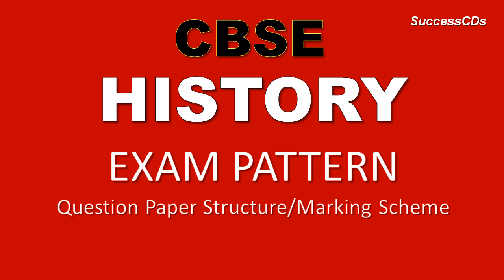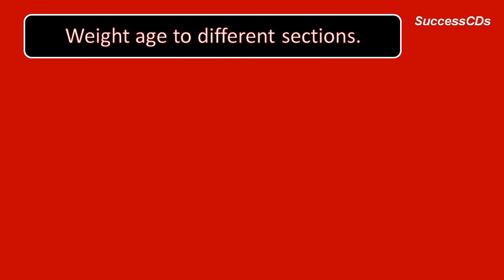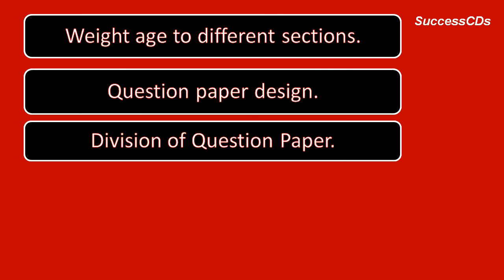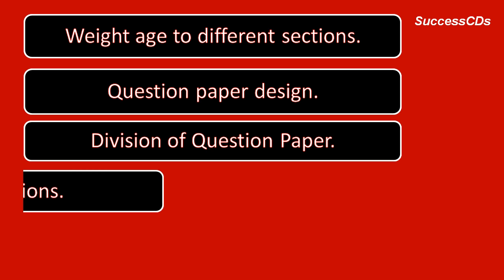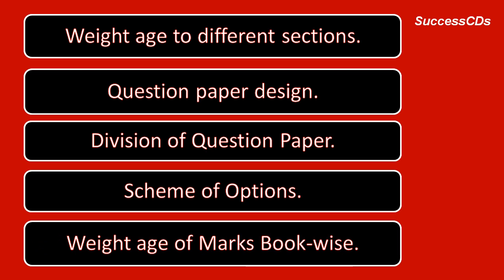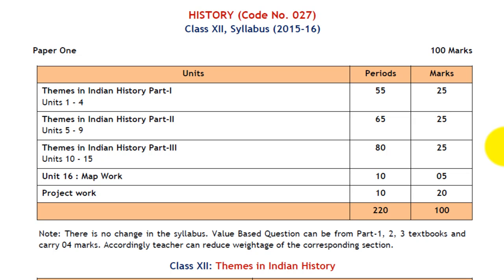Here is some important information for students of History, subject code 027. I will give you the exam pattern and the question paper structure for your board exams. Here I will talk about the weightage given to the different sections in the question paper, the question paper design, the division of the question paper, the scheme of options that will be given to you, and the weightage of marks book-wise. All this information is also available on the official website of the CBSE.